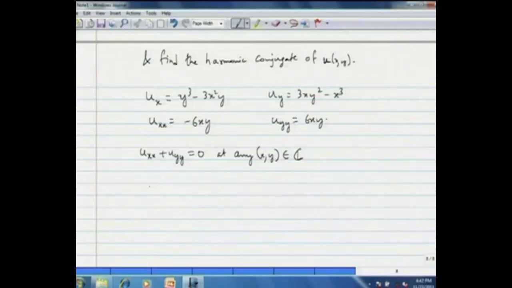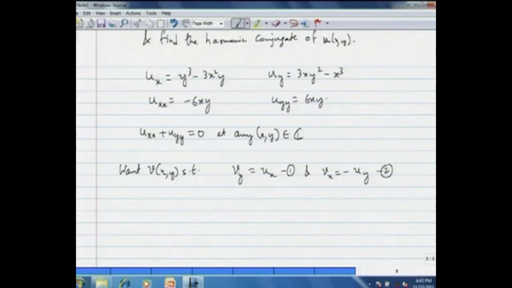So, we want a v of x y such that the partial of v with respect to y is equal to the partial of u with respect to x, and the partial of v with respect to x is the negative of the partial of u with respect to y. This is equation 1, this is equation 2; these are the Cauchy-Riemann equations. So, let us look at 1.